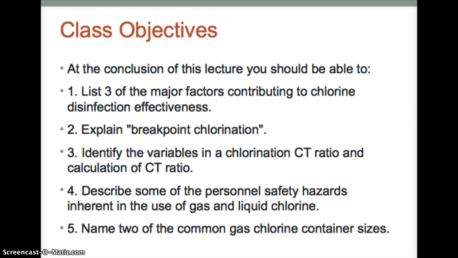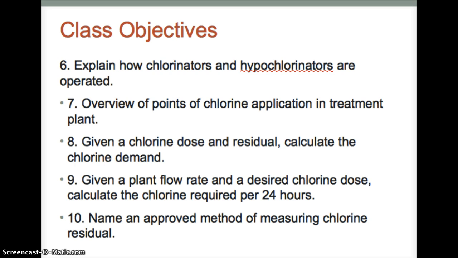Name 2 of the common gas chlorine container sizes. Explain how chlorinators and hypochlorinators are operated. The overview of points of application in a treatment plant. You will be able to calculate the chlorine demand given a chlorine dose and residual. And given a plant flow rate and a desired chlorine dose, calculate the chlorine required in 24 hours. And then also you will name an improved method of measuring chlorine residual.